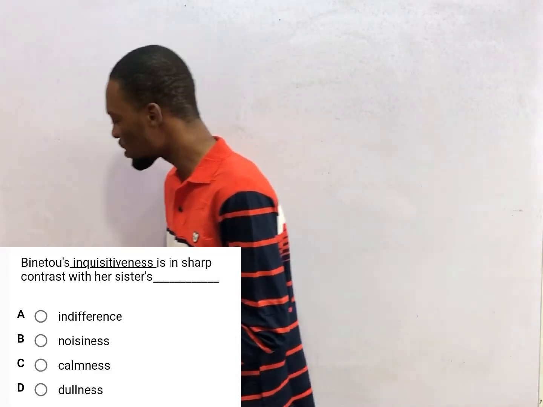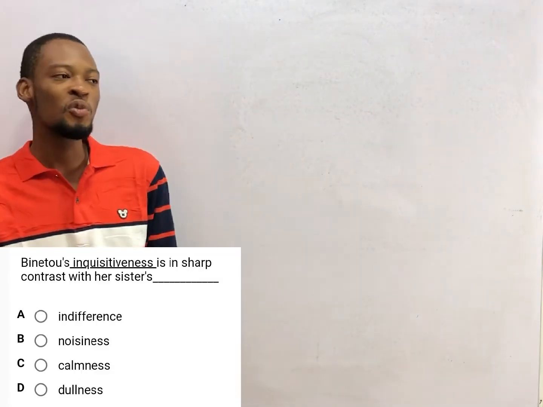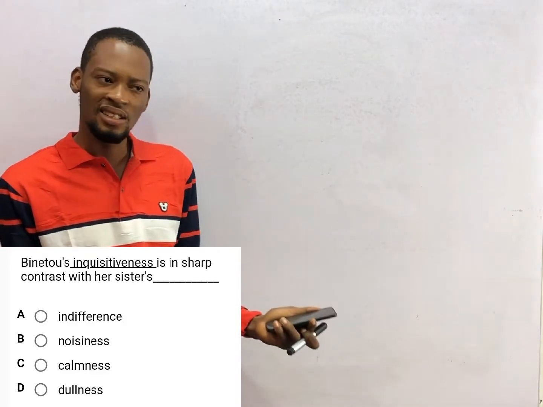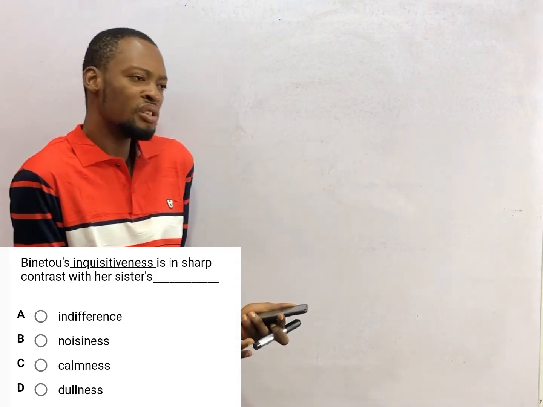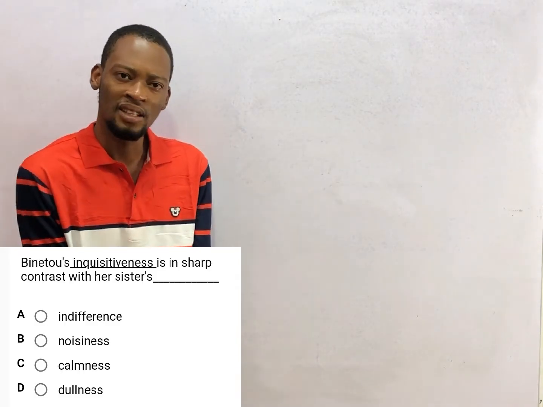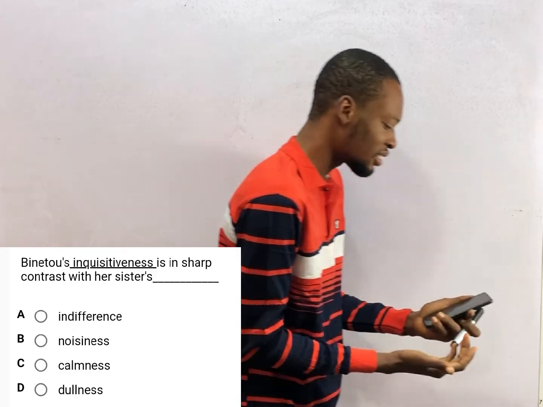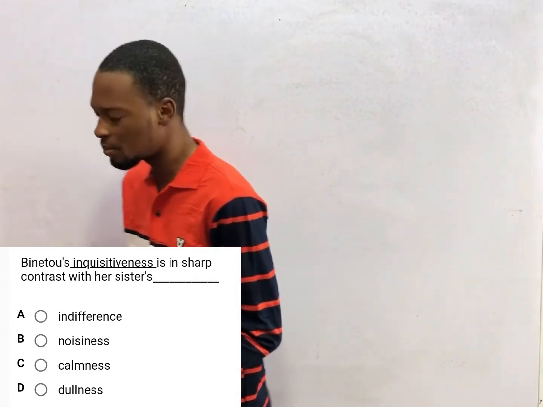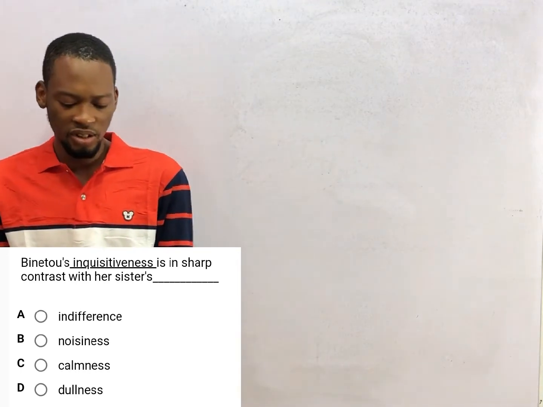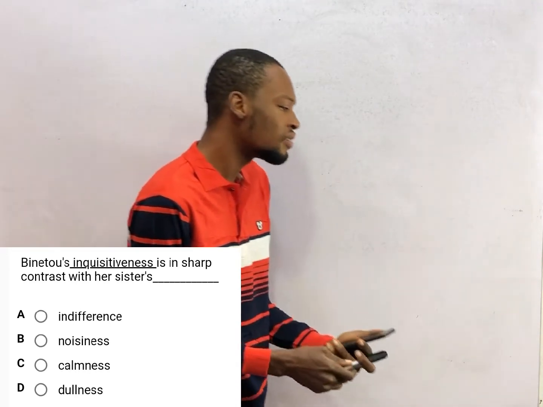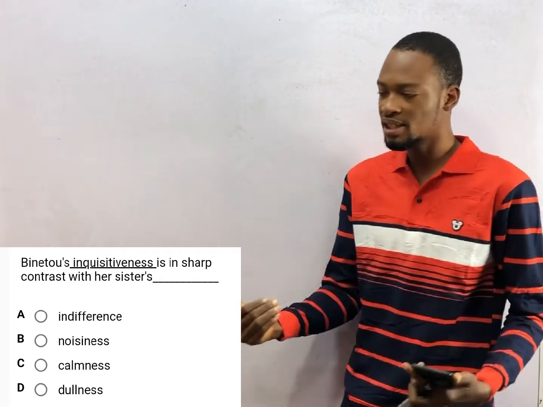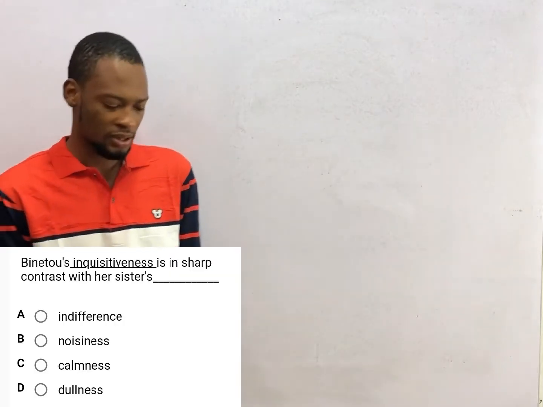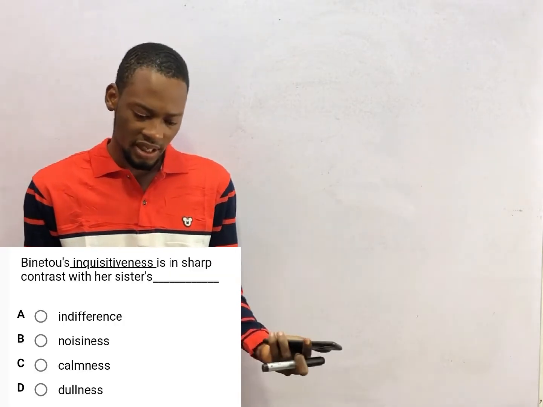One takeaway from this question is that the opposite of inquisitiveness is indifference, not noisiness. Because if you are inquisitive, it doesn't mean you are too quiet or too silent. So the opposite should not be noisiness. It is not calmness. Being inquisitive doesn't mean you are not calm. And it is not dullness, because being inquisitive doesn't necessarily mean that you are intelligent. Therefore, indifference is the most appropriate option. So option A is correct.